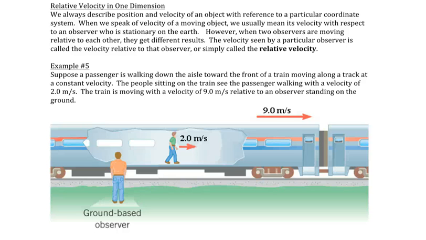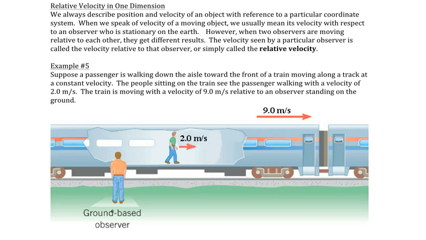Welcome to our discussion on relative motion. First, we're going to talk about relative motion in one dimension. Up until this point in the course, we've been describing the position and the velocity of an object with reference to some fixed point, such as the ground. On occasion, we will see objects that are moving relative to a moving observer.